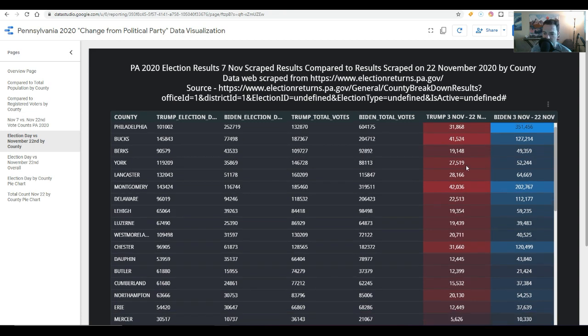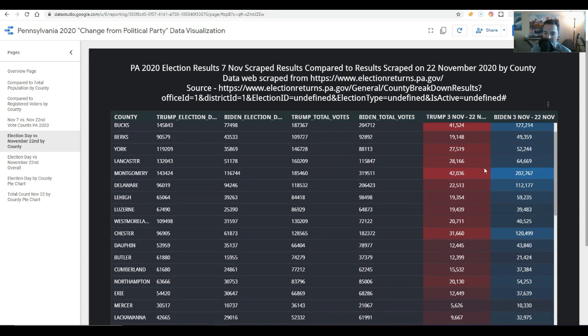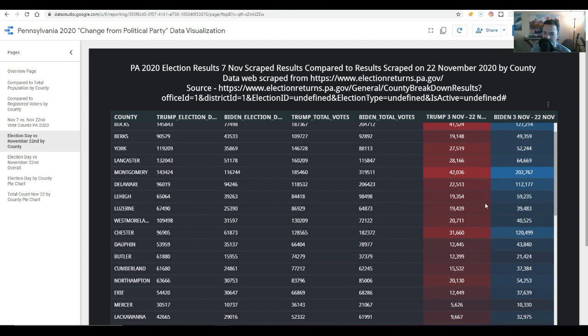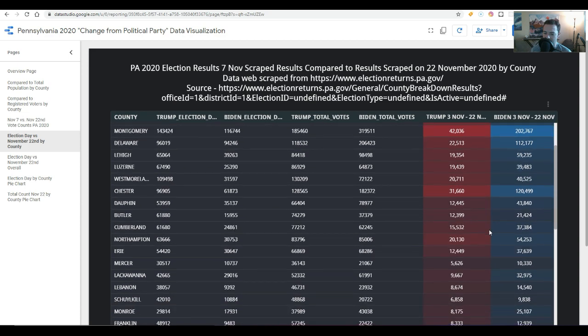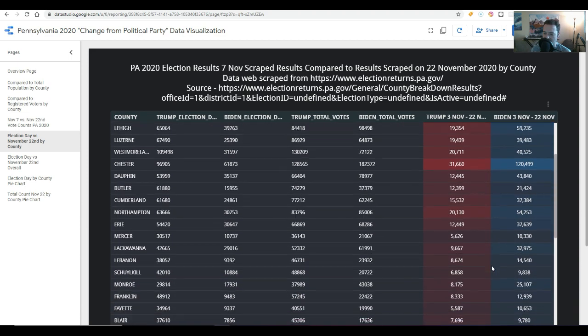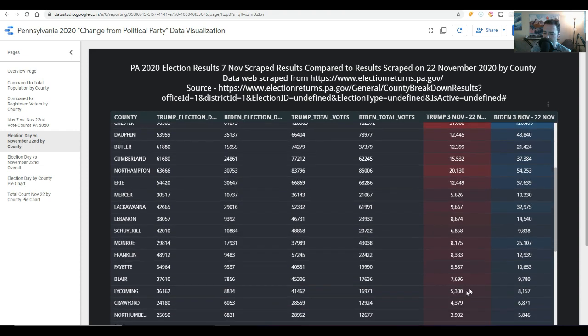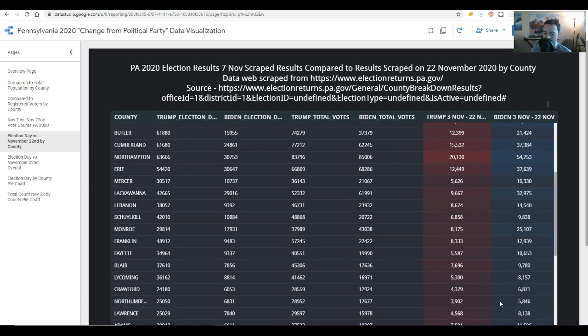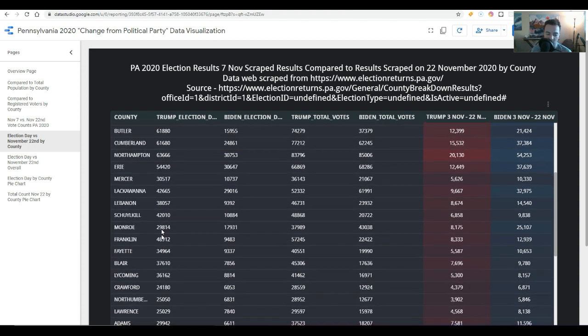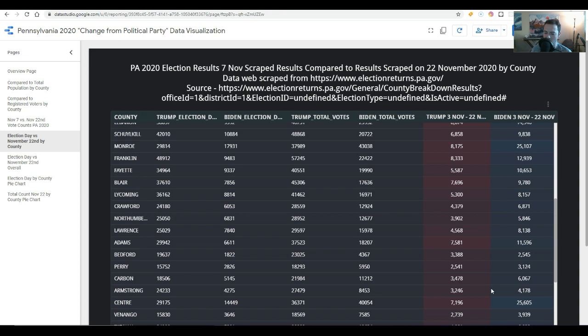But then what's interesting is when we go down a little bit, we see Montgomery County had a pretty large gain there, as did Delaware County and some of the more populous ones that we've looked at before. But as we go down, we'll see that there is almost always a balance in where there were more Democratic votes being counted after Election Day, right? But as we get down in population, it does get more balanced.